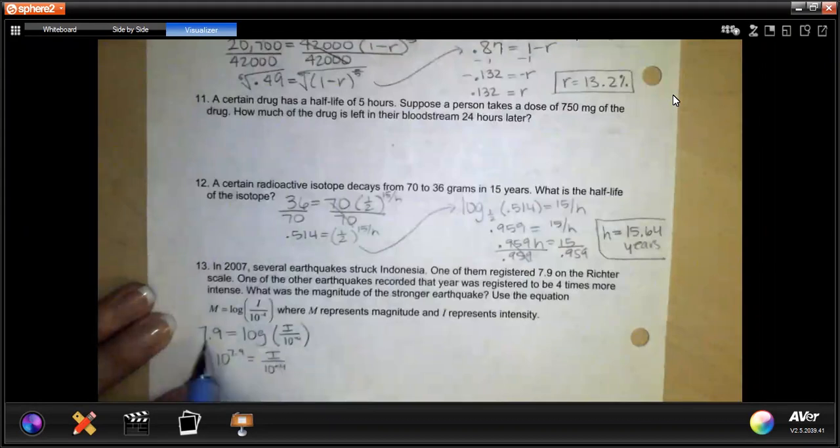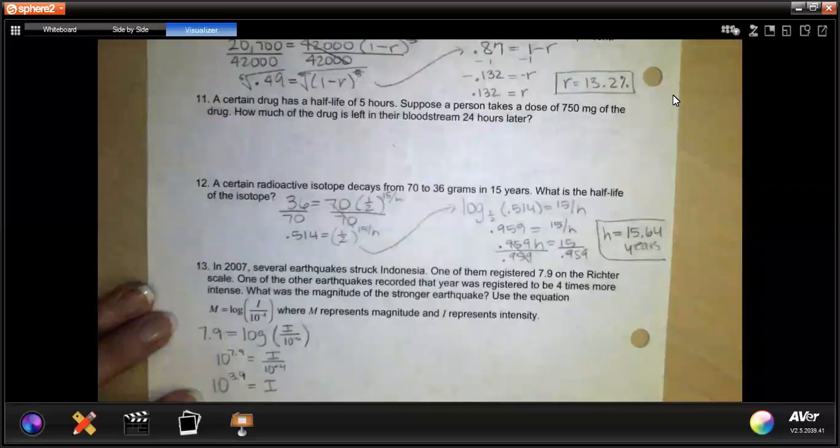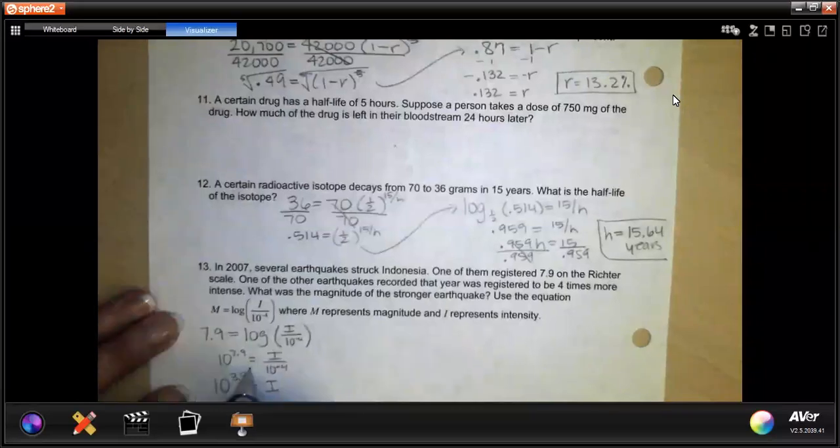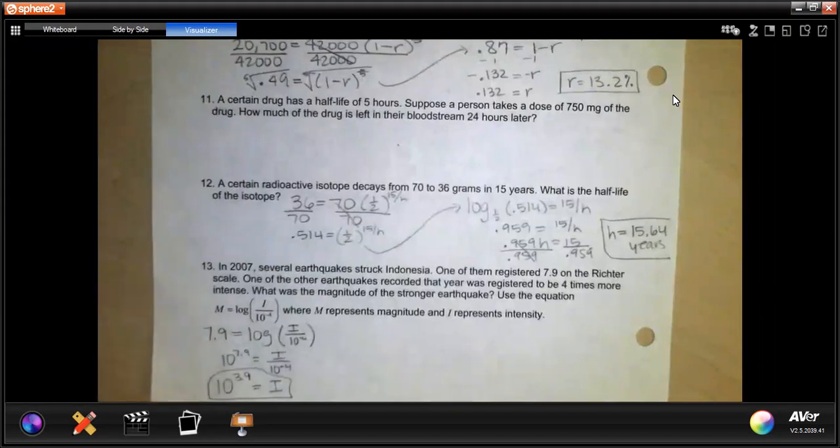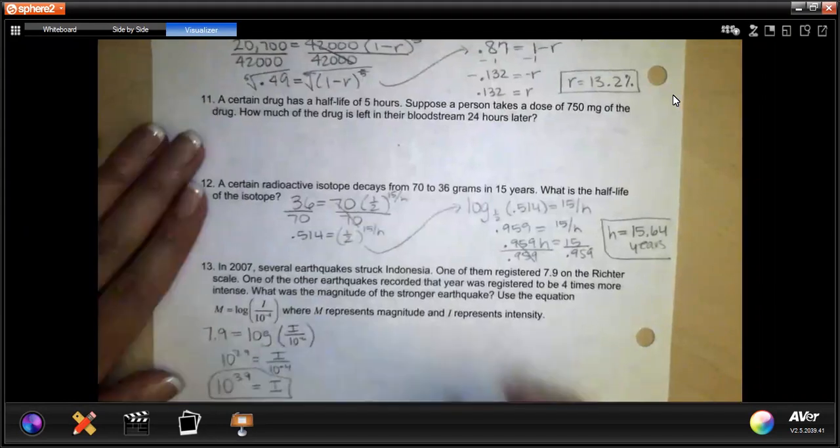And then they switch, so that's 10 to the 7.9 is equal to I over 10 to the negative 4. Now we can cross multiply to solve this. And when we multiply 10 to the 7.9 times 10 to the negative 4th, they have the same base, so I'm going to keep that base and I am going to add the exponents. So I get 10 to the 3.9. You could also put that in the calculator and get a decimal approximation, but it's almost easier to work with that value. So now we're going to find what the magnitude is of the other earthquake.